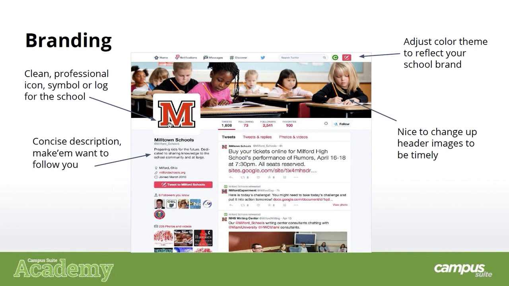A couple other nice things to do to your Twitter profile is adjust your color theme. That can be done in the settings, so you can match the colors of all the links and the buttons to your brand. You can also change up the header image, and I like to recommend that the header image is timely. Imagine if it's spring or graduation time, you can actually put some nice photos in the header that reflect that.